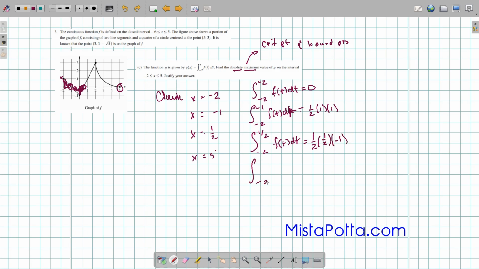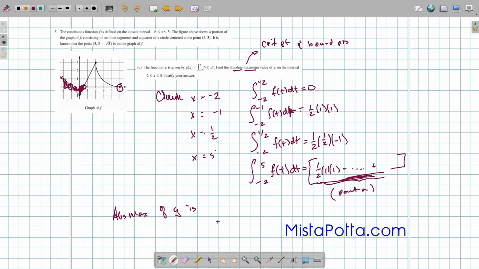And then the integral from -2 to 5 of f of t dt is all of that stuff that we wrote on part A, and I could copy that down. And of course, this is all coming from part A. But the thing is, this is actually greater than all of these. And so the absolute maximum of g is whatever this value happens to be.